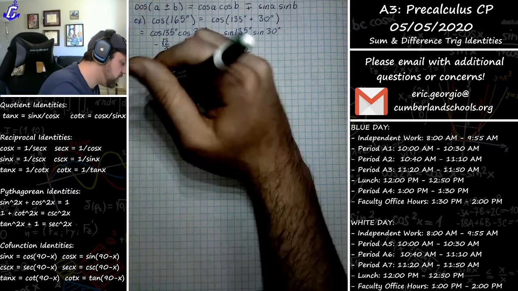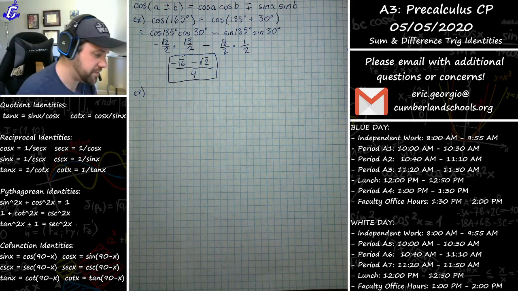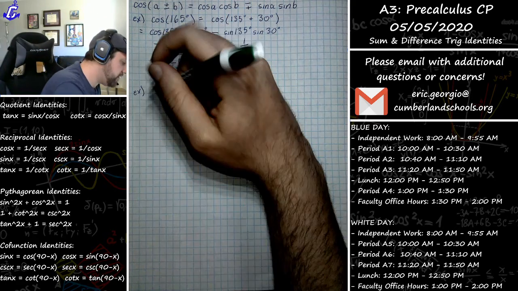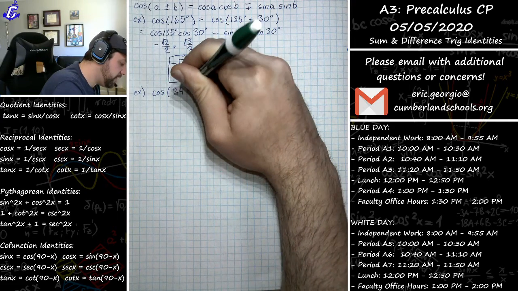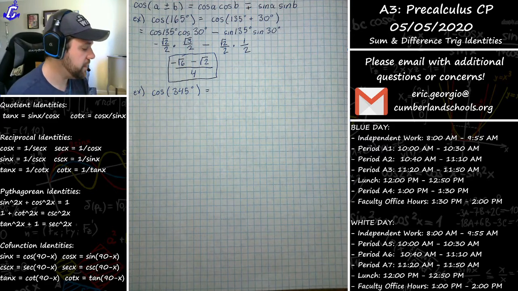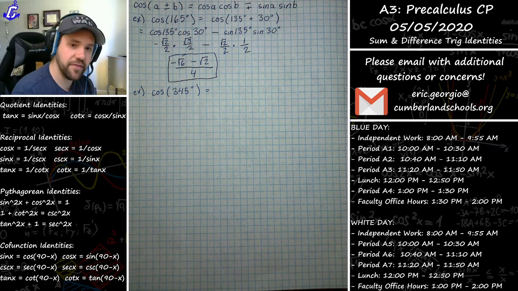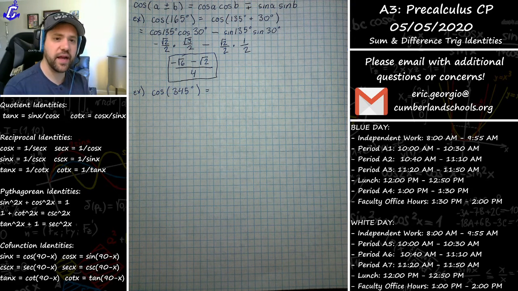All right, let's do one more with cosine, and then I'll show you another kind of problem where we're almost going backwards. So how about something like the cosine of 345 degrees? Okay, cosine of 345. How the heck would I do that? What can I combine together?